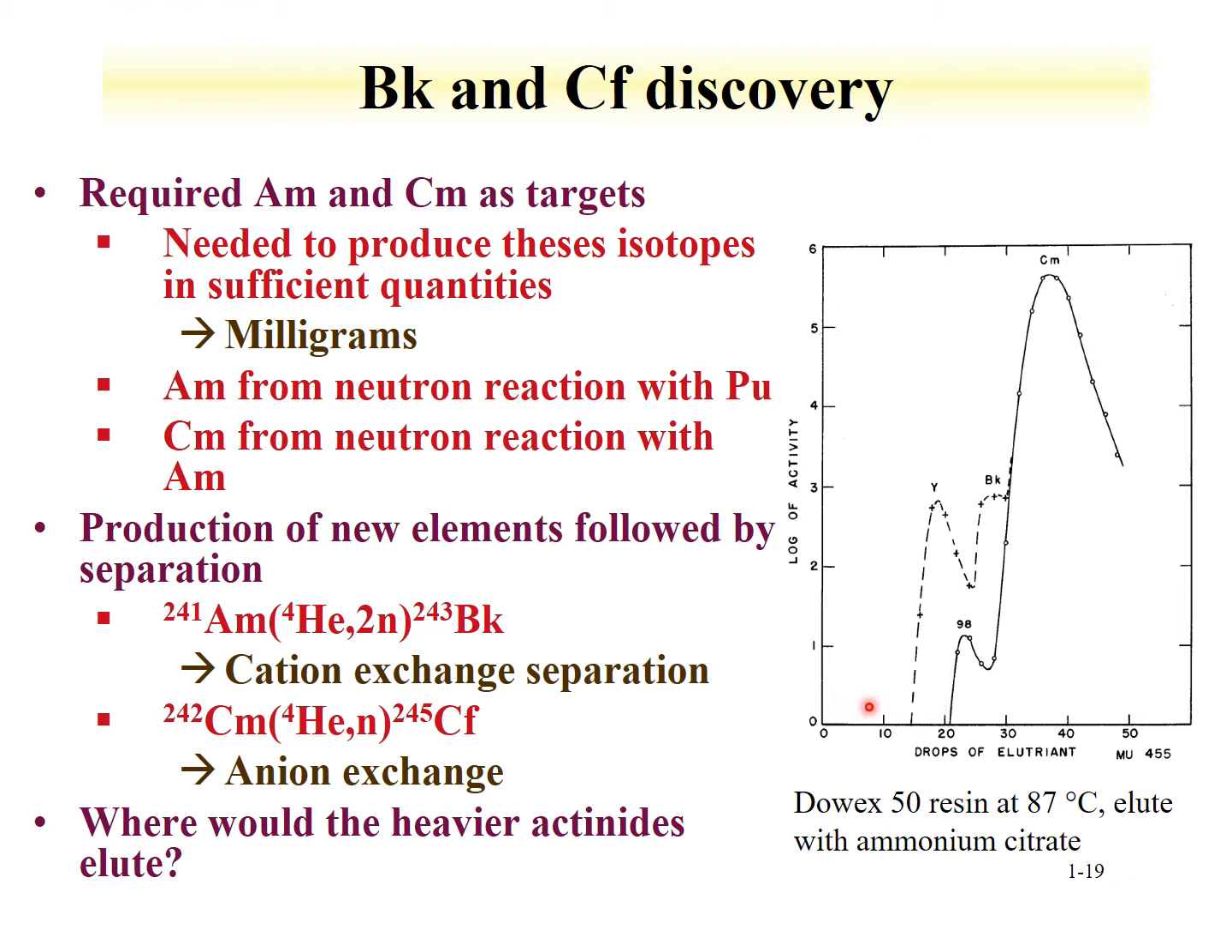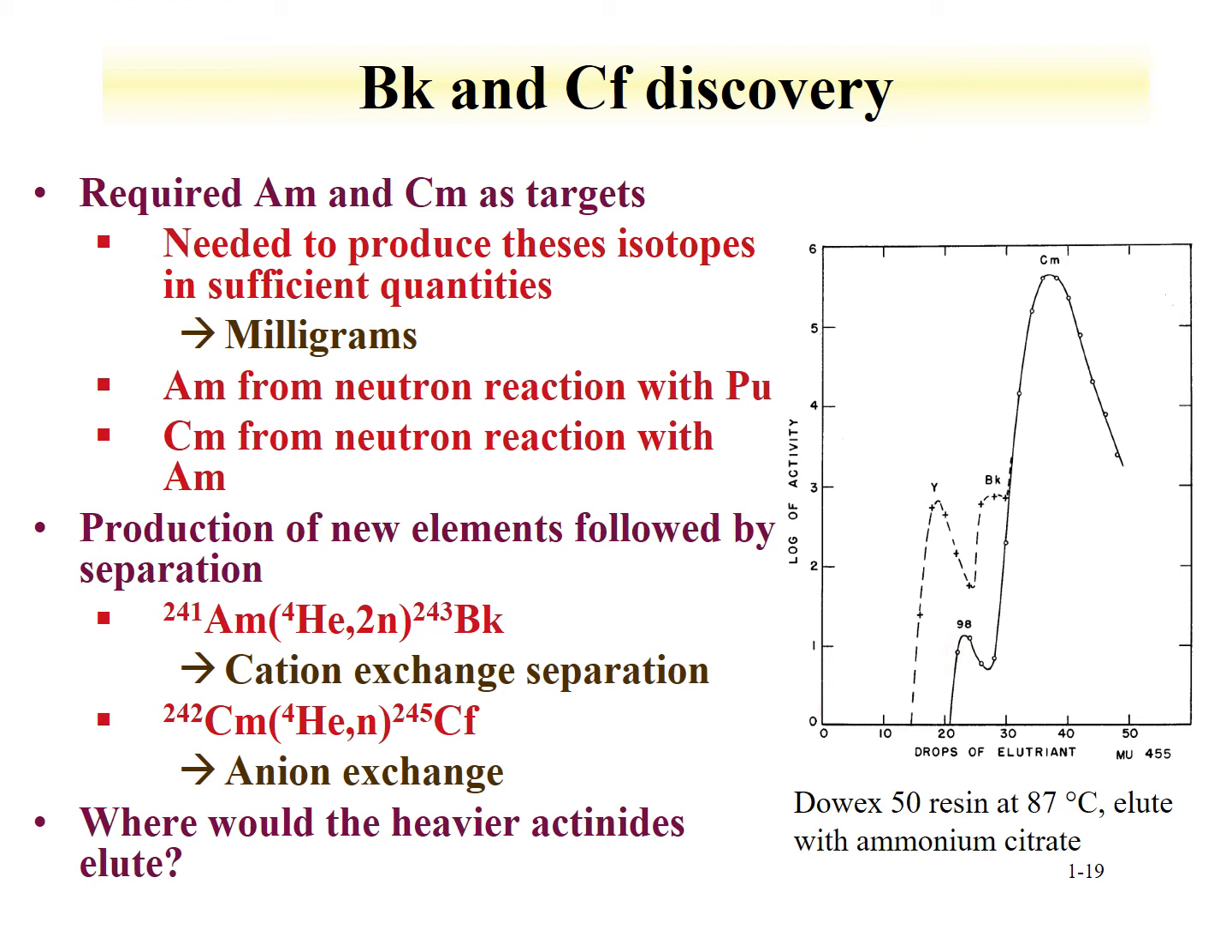And the lighter the element, the longer it takes for it to elute. So the heavier elutes first. And this has to do with the change of the ionic radius. As the lanthanides get heavier, as the actinides get heavier, the ionic radius contracts. So if we use this method to investigate new elements, where would you expect the heavier actinides to elute? Well, anything that's heavier than californium should elute sooner.